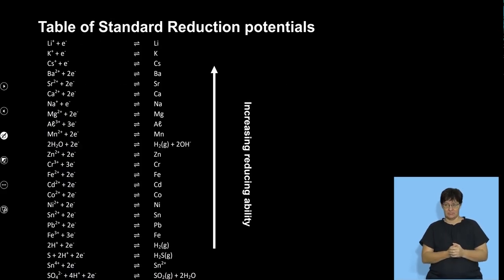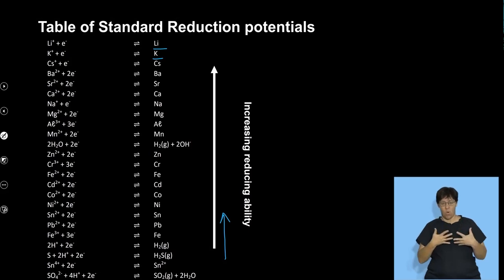So this is the table of the standard reduction potentials of different substances. If you look at the arrow on the right hand side, it says increasing reducing ability. So what are we saying? We are saying that lithium is a stronger reducing agent compared to, for argument's sake, potassium. So lithium can displace potassium in that order, right? So these are the different substances listed in a series in terms of their reducing or oxidizing ability.